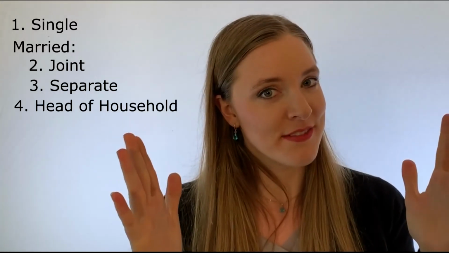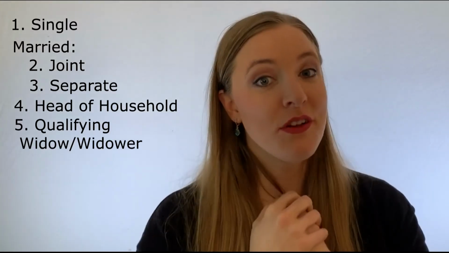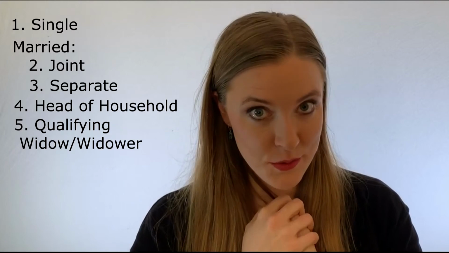So that's it. Those are your options. You have single, married filing joint, married filing separate, head of household, and qualifying widow or qualifying widower. Now, what is a dependent child? Join us in episode 2 to find out.